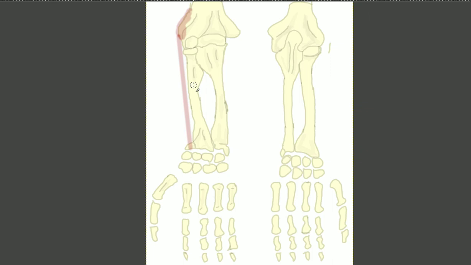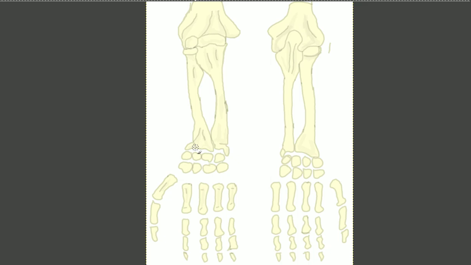Now, also with the fact that it crosses the elbow, it will have some assistance in flexing the elbow as well. So brachioradialis, the handshake muscle. So now we're going to get into the extensor muscle group here.